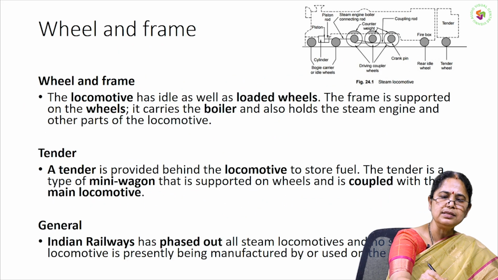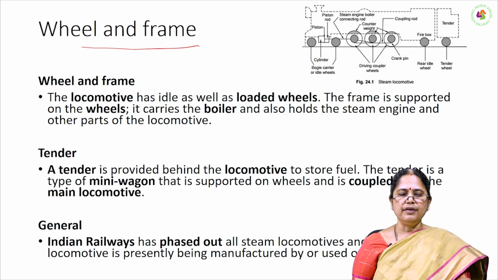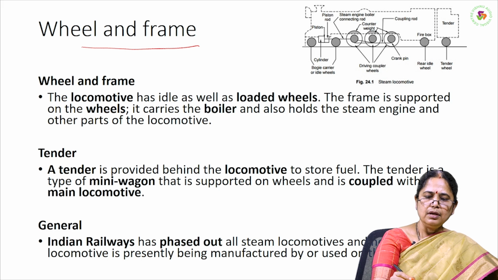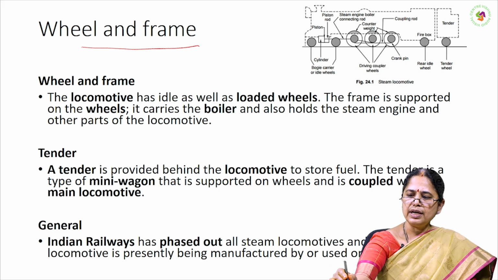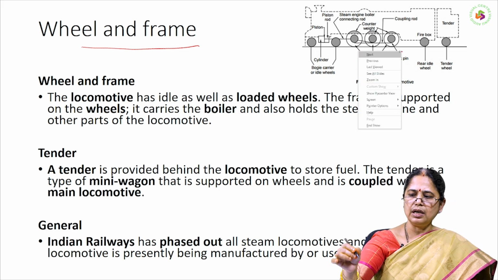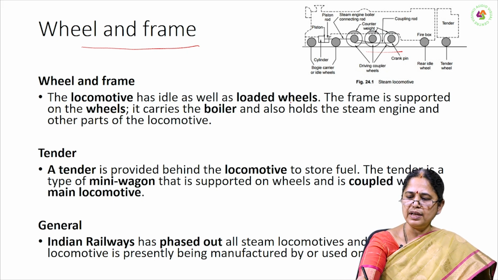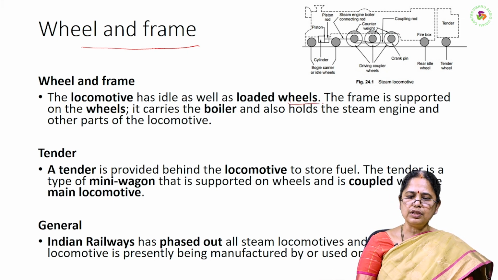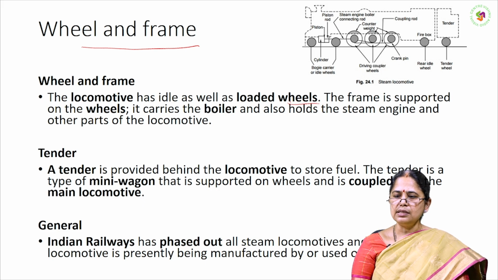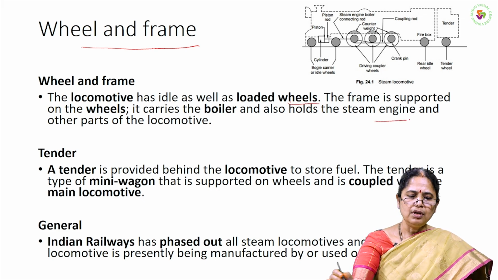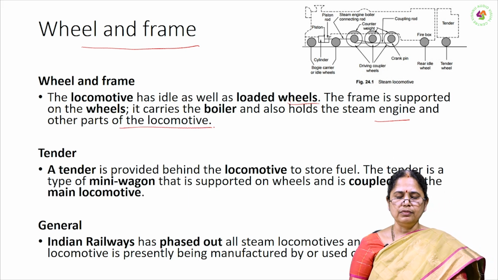The next part is wheel and frame. Wheel and frame is here. We can see this particular part. The locomotive has idle as well as loaded wheels. The frame is supported on the wheels. It carries the boiler and also holds the steam engine and the other parts of the locomotive.